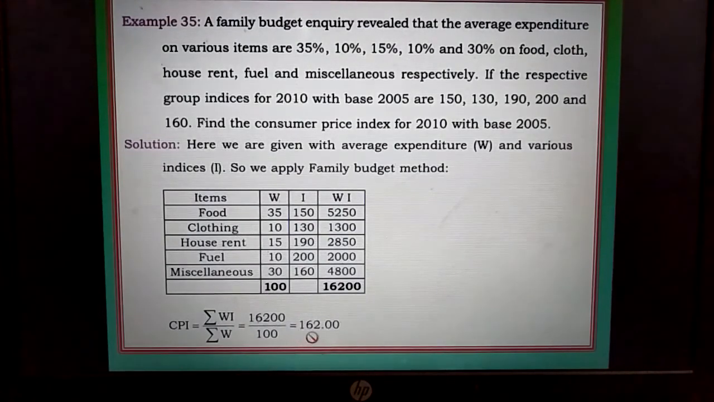It is coming as 162.00, which is nothing but a 62% increase in the consumer price index in the current year as compared to the base year. That's how the conclusion has to be written at the end.